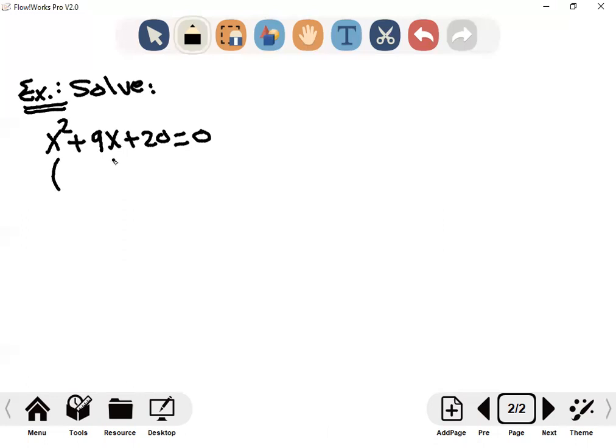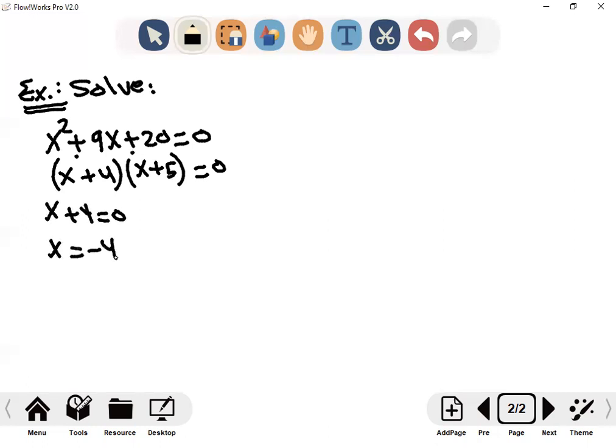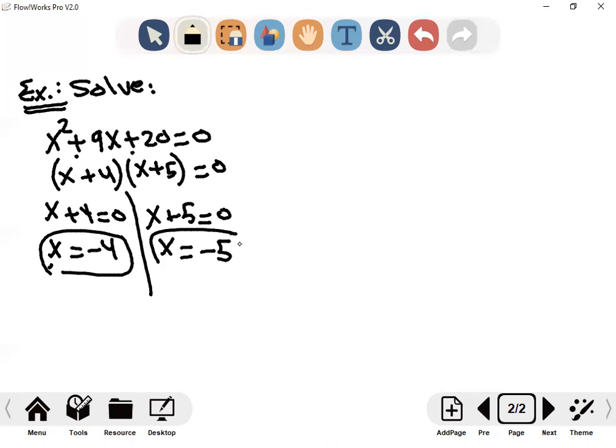So (x plus 4)(x plus 5) equals 0. When the two parentheses are both positive, both signs are positive. Got it? So here, use the zero property. x plus 4 equals 0, x equals minus 4. x plus 5 equals 0, x equals minus 5. Done.